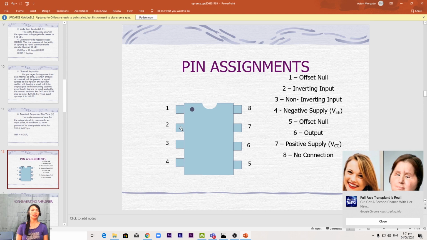Then pin 6 is the output, where the Vout is taken. You may use either an oscilloscope or a multimeter, voltmeter. But I guess you would appreciate it more if you see the output using an oscilloscope. And then pin 7 is the positive supply. This is your second supply, but this time you connect the positive to pin 7. So take note, pin 4 you connect the negative, and pin 7 you connect the positive. And then pin 8, no connection. It really has nothing, so you can break the leg of pin 8.